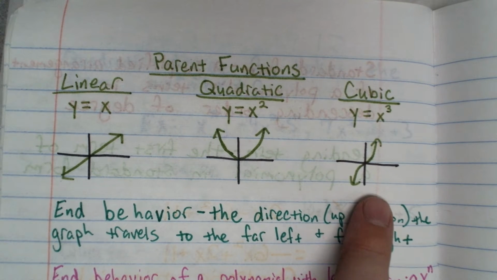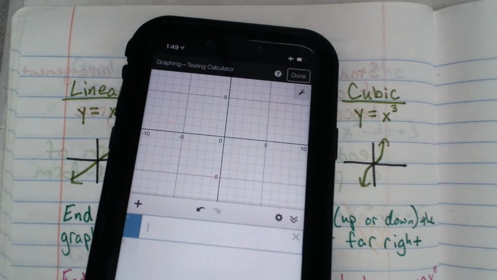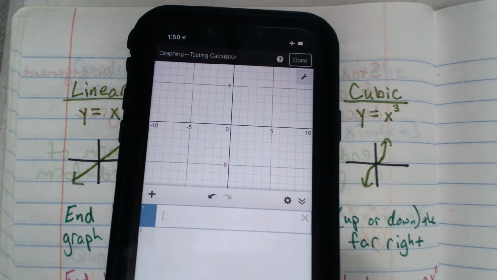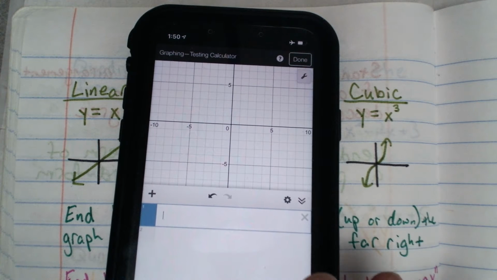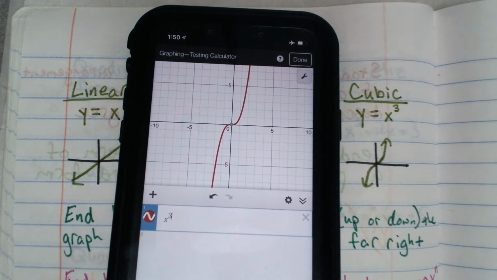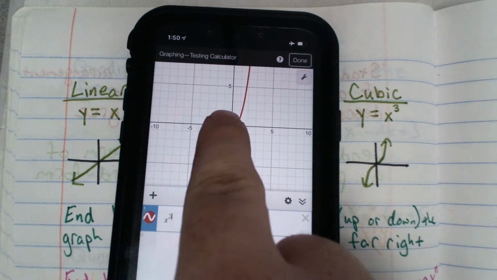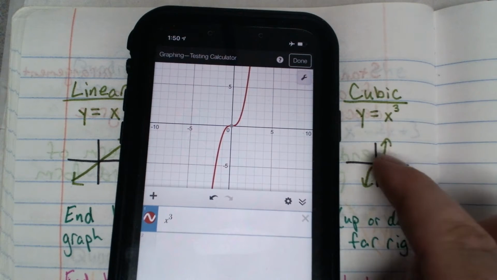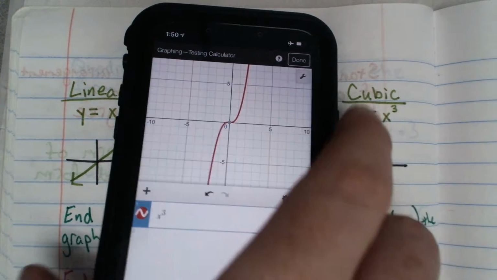This one's a little bit of a new one, so I'll graph it for you, let you see it here. So on my Desmos calculator, you can type in y equals x to the third or just x to the third. So I'll type in x to the third power. You can see it goes through the origin like all the other parent functions have. To the right, it goes up. To the left, it goes down.